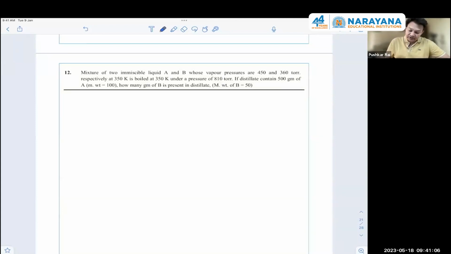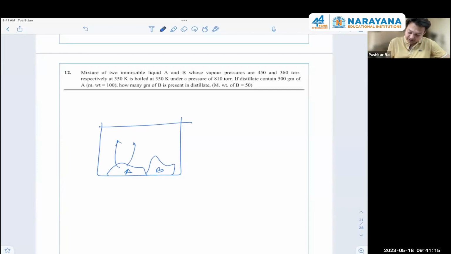Okay, this is two immiscible liquid. Suppose this is A and this is B. So A will definitely create its vapor pressure and B will definitely create its vapor pressure. No doubt about that. A will create the vapor pressure of 450, and 360 will be developed by B. And the external pressure is also given as 810. Okay, that means both are living happily.